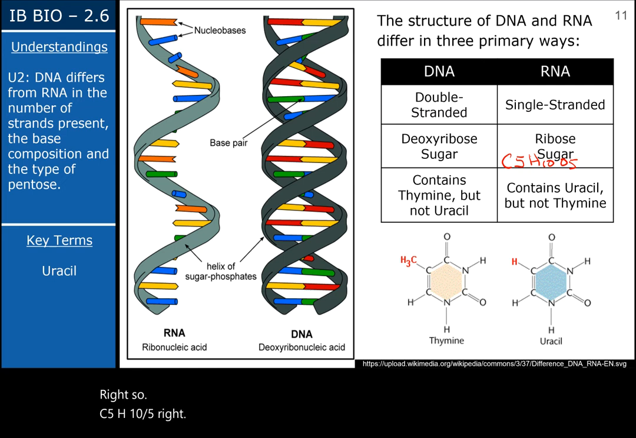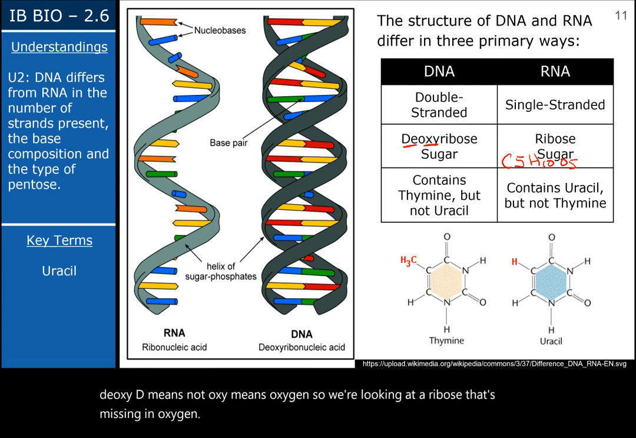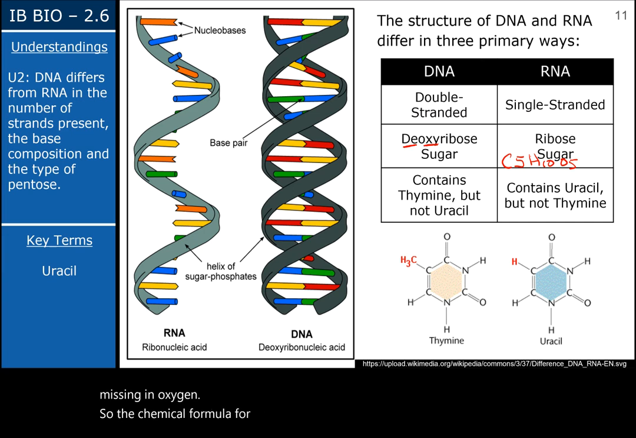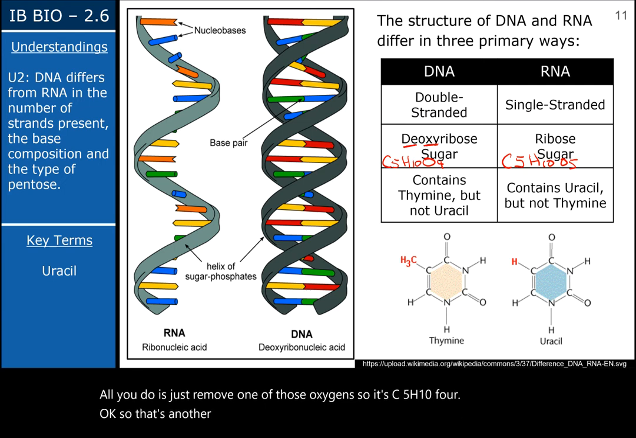Deoxyribose. Deoxy: D means not, oxy means oxygen. So we're looking at a ribose that's missing an oxygen. So the chemical formula for deoxyribose, all you do is just remove one of those oxygens. So it's C5H10O4. Okay, so that's another difference between DNA and RNA.